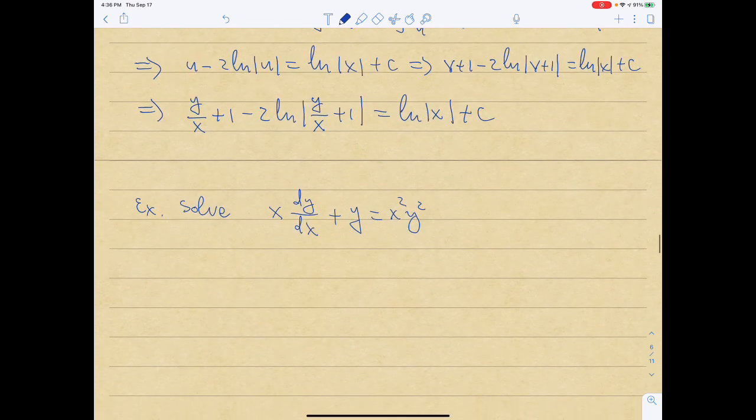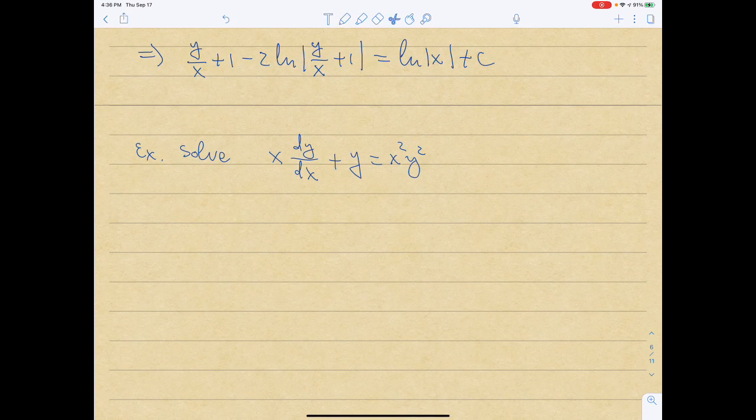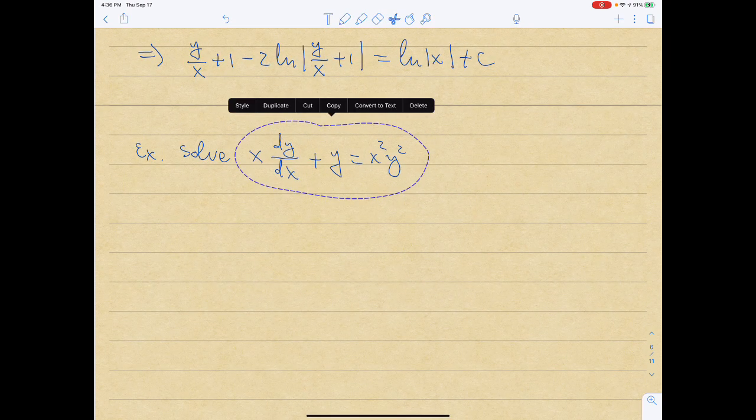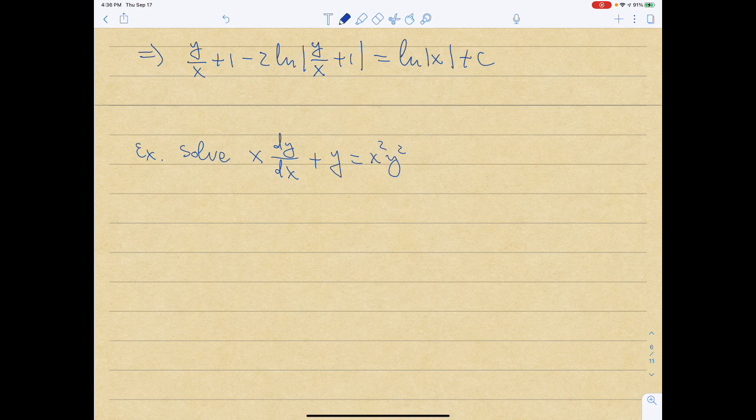All right, next example. I want to solve an equation like this. We see that this equation looks more or less like a linear equation because xy prime plus y looks like a left-hand side of a linear equation. But the problem is that on the right side I have y squared. So the equation is nonlinear, but it has a form that we described last time as a Bernoulli's equation.